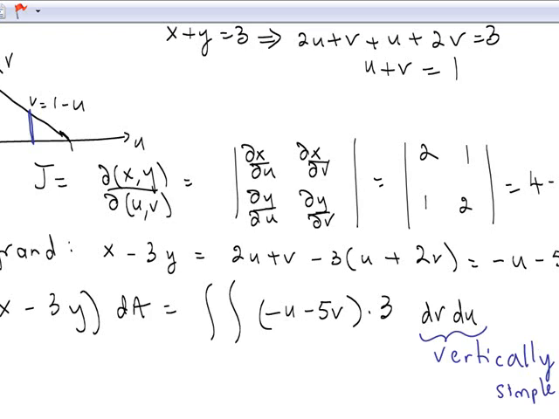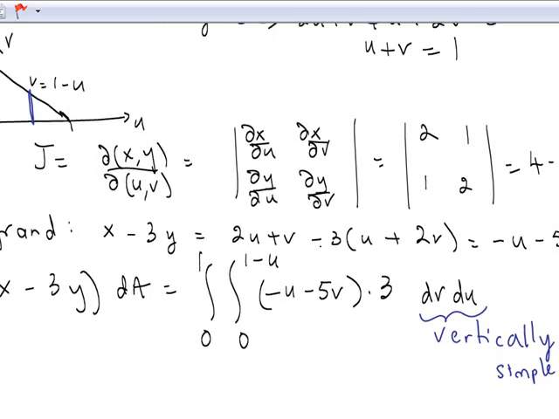What are our u limits? 0 to 1. V limits 0 to 1 minus u. Good. And when you work that out, you get minus 3.